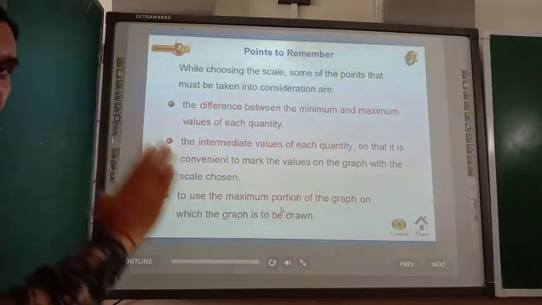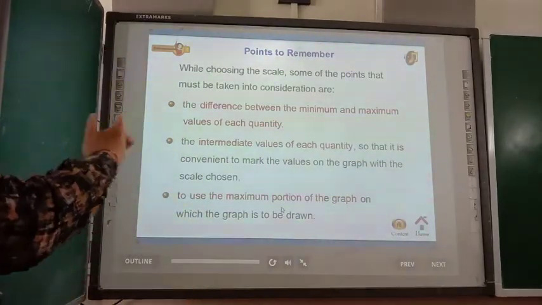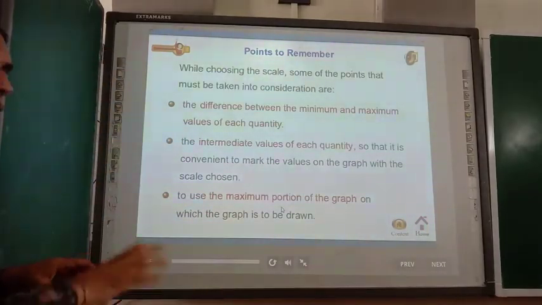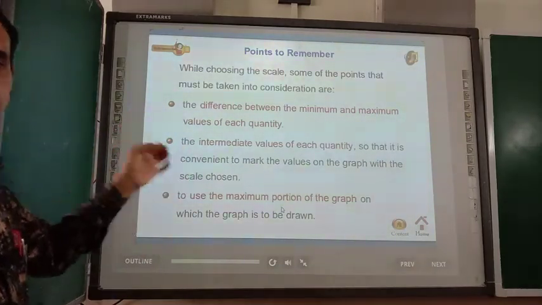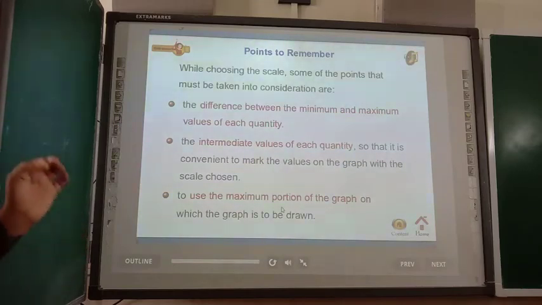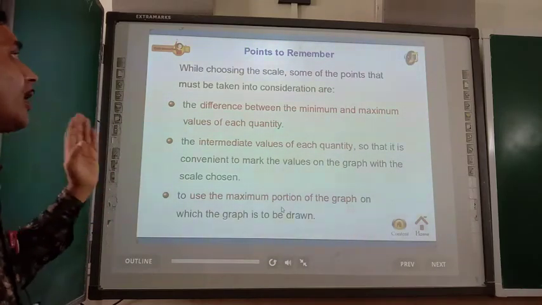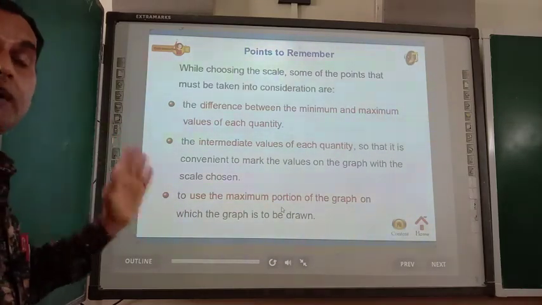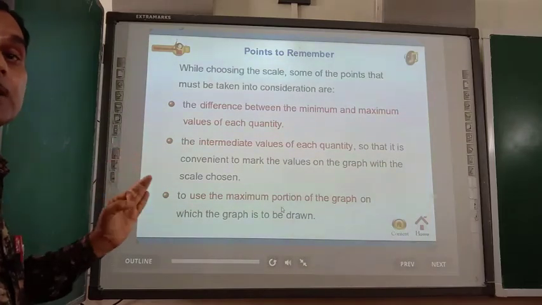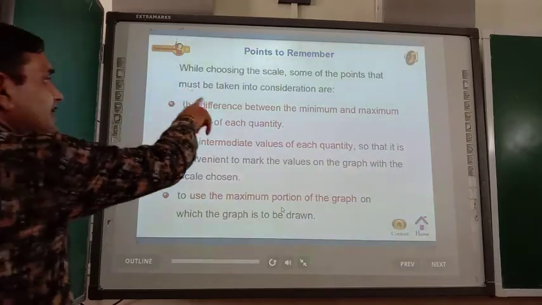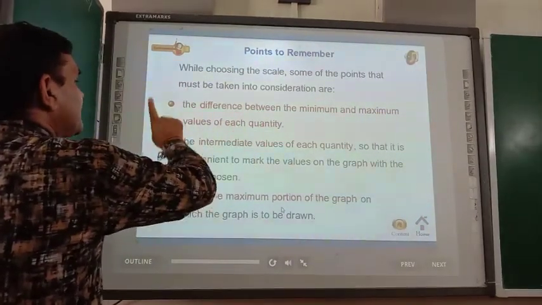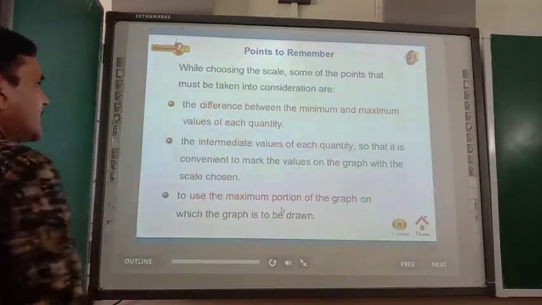As you know, yesterday I taught you graphs. How many types of graph are there? Now, how to plot a graph, isn't it? So many things we have discussed. Today, I am going to discuss one of the important aspects of graphs: how to plot a graph, and what things need to be taken care of while plotting it. While choosing the scale, some points must be taken into consideration.